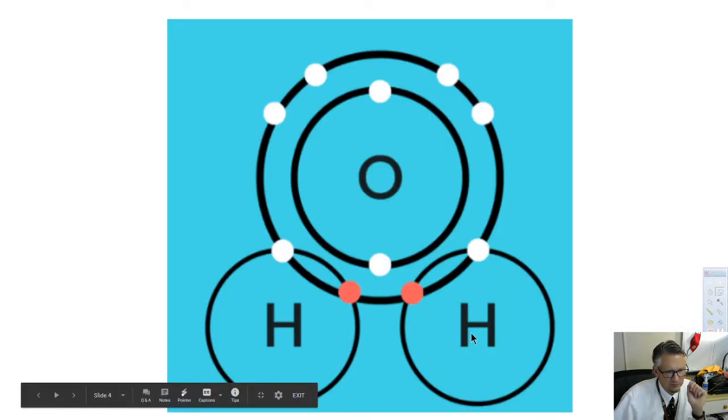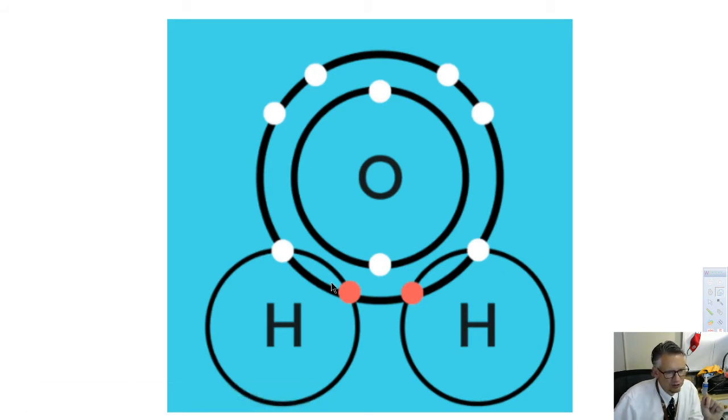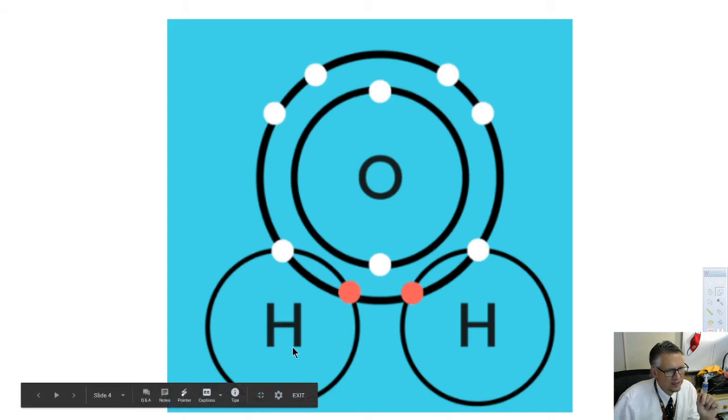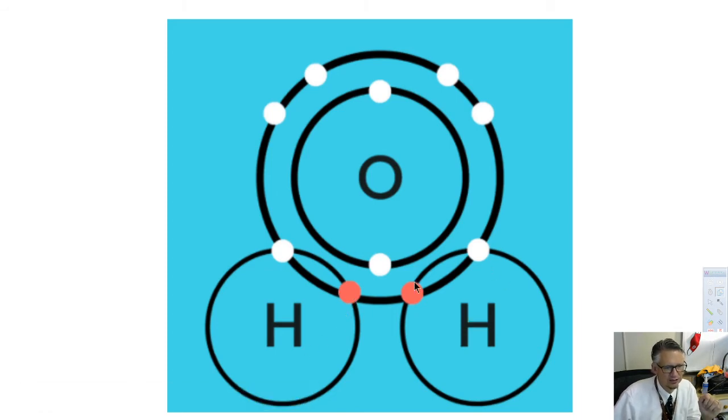Hydrogen, key to hydrogen is anytime you see it, it's going to be covalent. And this here, the way it is laid out, shows that it is going to be covalent. Hydrogen needs 2 electrons in its outermost shell to feel happy. So this feels happy. This one feels happy. Oxygen needs 8. It's got 2, 4, 6, 8. It's happy.